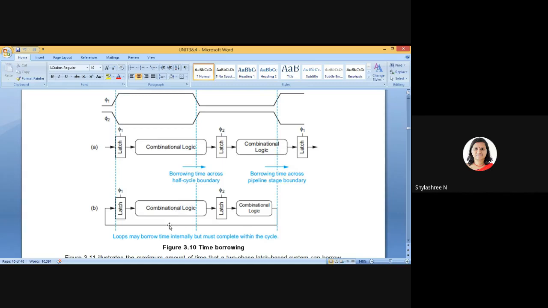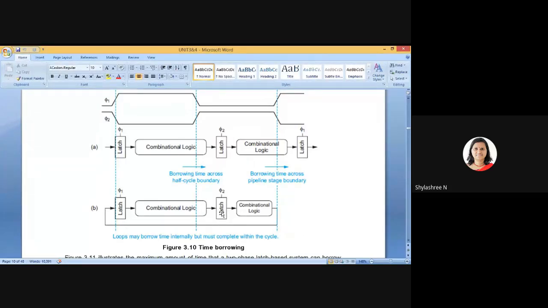Yeah, some sort of feedback is there, but have you observed the clock cycle over here? It takes only one clock cycle. You can borrow the time only from your neighboring house, not from the second house or a third house or a fourth house. Are you getting it?